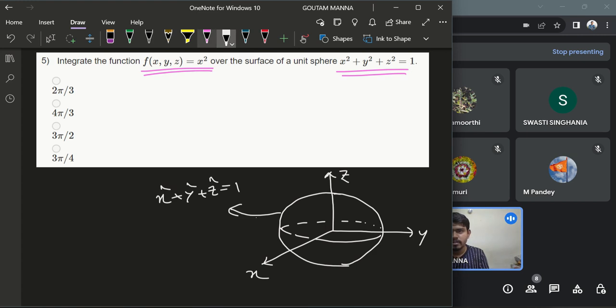So let me parameterize it using spherical coordinates. If this is the radius r, which is 1, let me define the theta angle as this, and if I do a projection along this xy plane, that phi angle is given by this. The length of this projection is nothing but r sine theta, and this length is nothing but r cos theta.